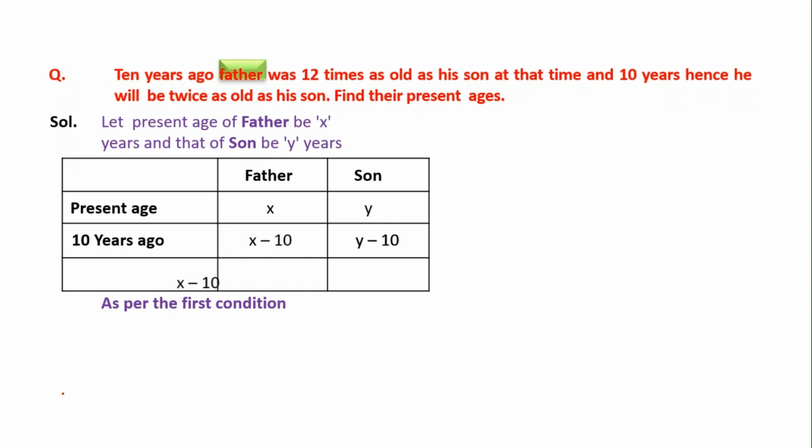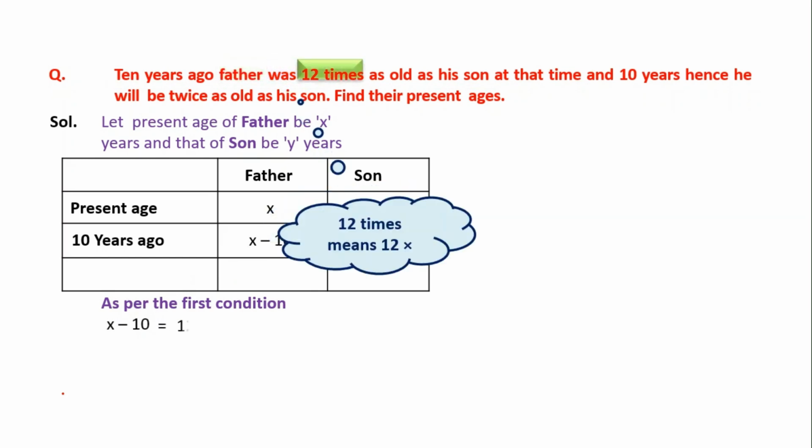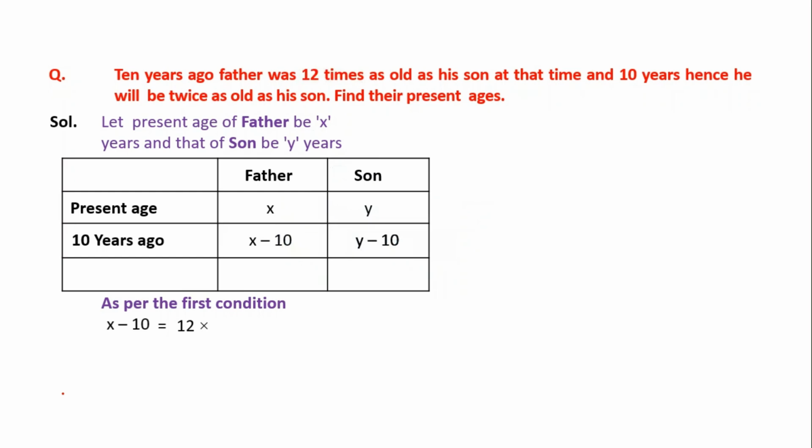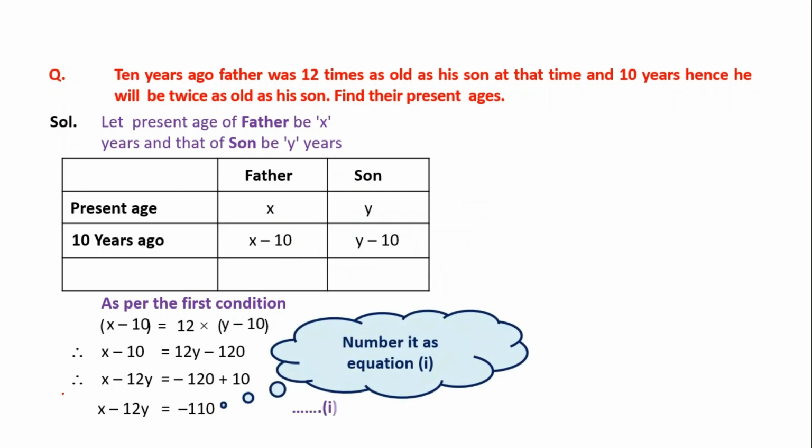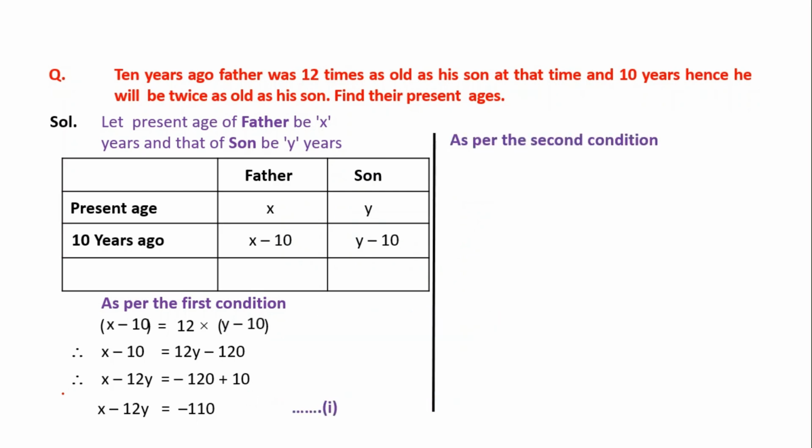So as per the first condition, x minus 10 is equal to 12 times the son's age, that is 12 times y minus 10. So x minus 10 is equal to 12y minus 120. So x is equal to, so what we will get here. This is equation number 1.